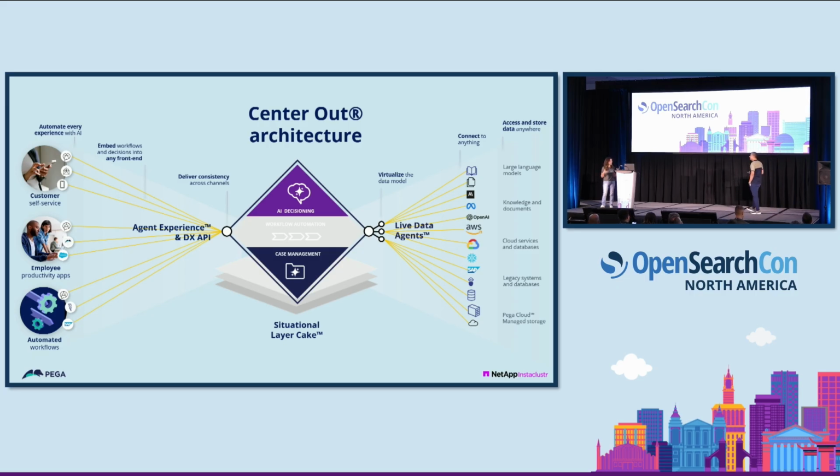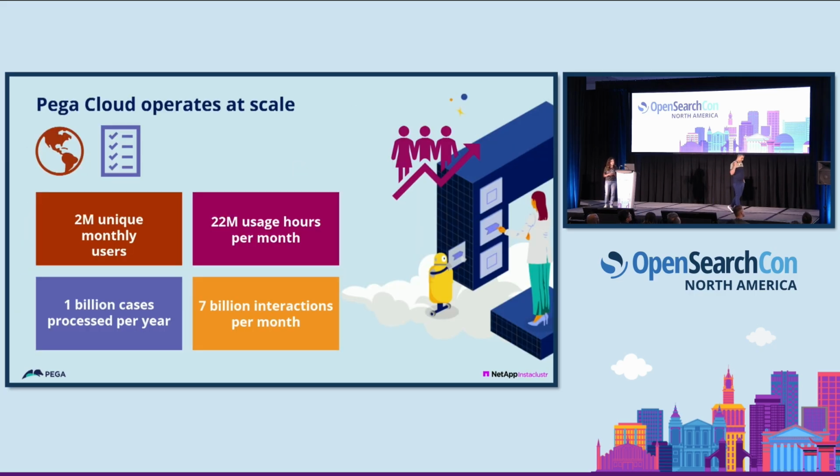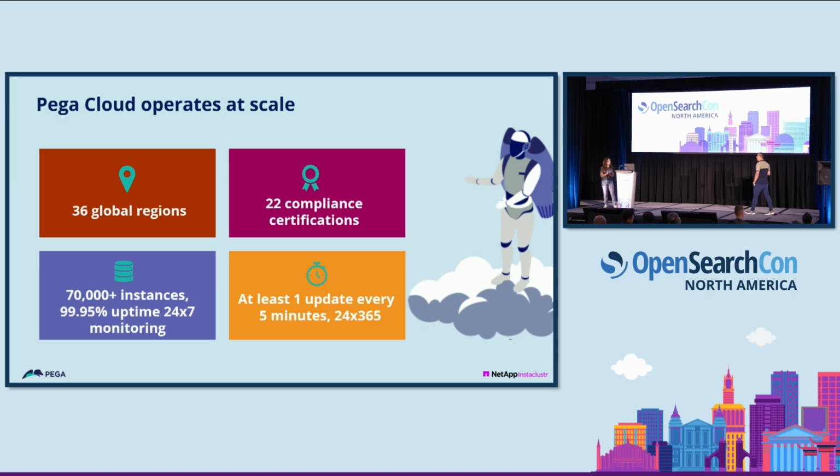So what's the scale of all this? Yes, so we have 2 million unique monthly users that generate 1 billion cases a year, and we have over 7 billion interactions per month. We operate in 36 global regions across both Pega Cloud AWS and GCP, over 22 compliance certifications, all the PCI, ISO, 70,000 plus EC2 instances, and probably the application that you saw right now, it's getting updated as we speak.